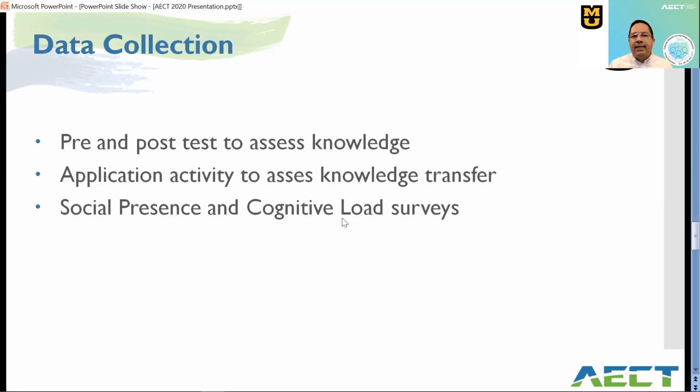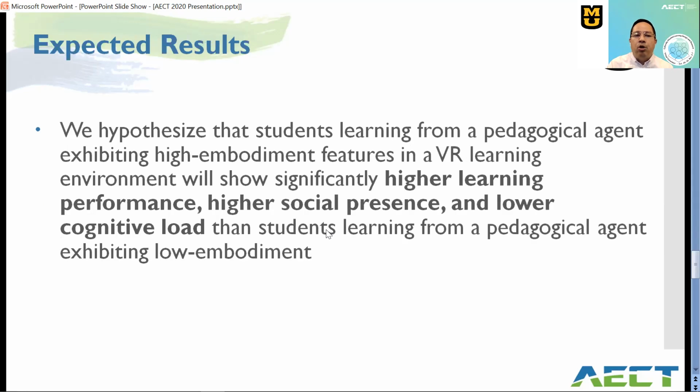So we intend to do a pre-test and post-test to assess the knowledge. We are also going to do an application activity. So after they learn the basic concepts, we're going to see if there is a knowledge transfer by giving them a challenge in which they have to complete an electronic circuit. And at the end of the intervention, we're going to give them social presence and cognitive load surveys to measure and then be able to compare the two groups.